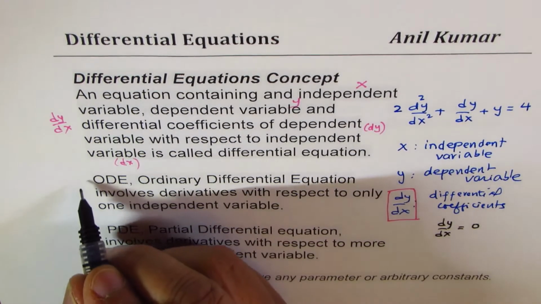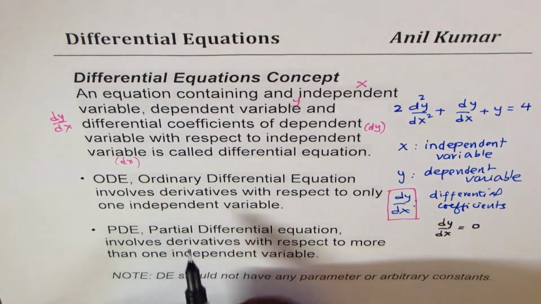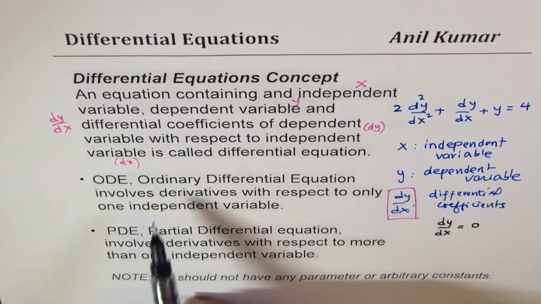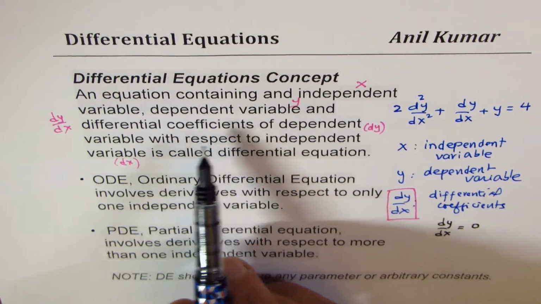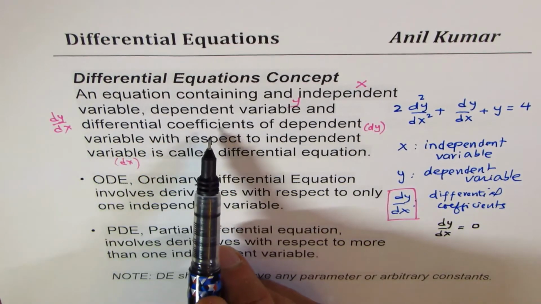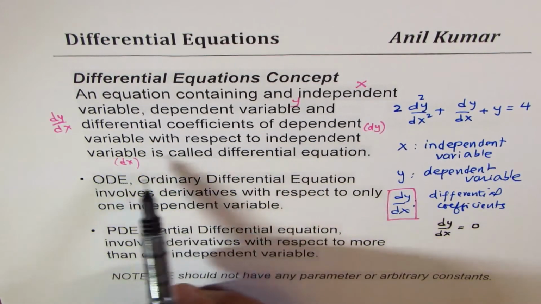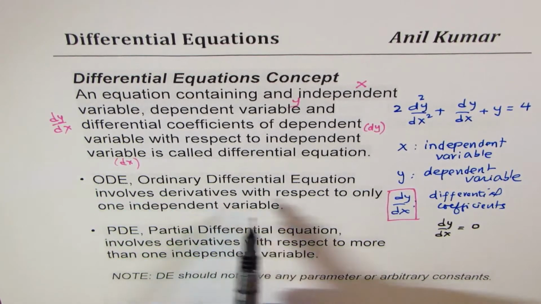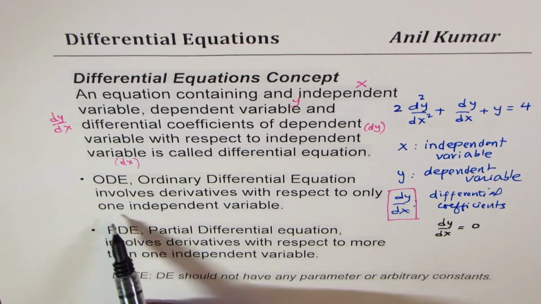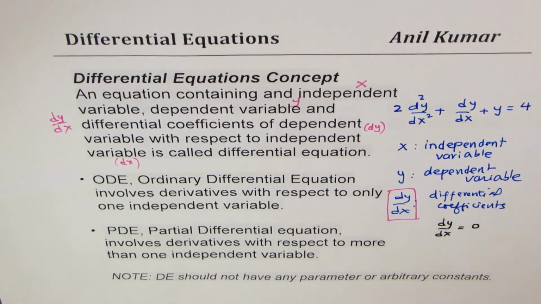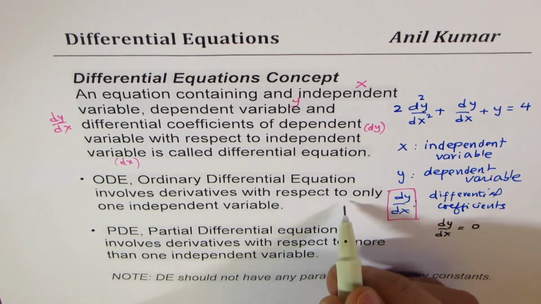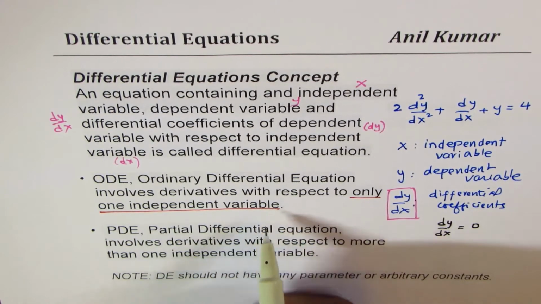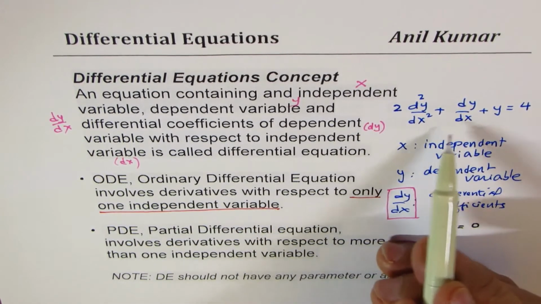Now in differential equations, we have two types. When we are talking about independent and dependent variables, we have very clearly said that the differential coefficients are with respect to independent variables. In an ordinary differential equation, we will involve derivatives with respect to only one independent variable. That's very important. Only one independent variable, so only dx in all the terms.